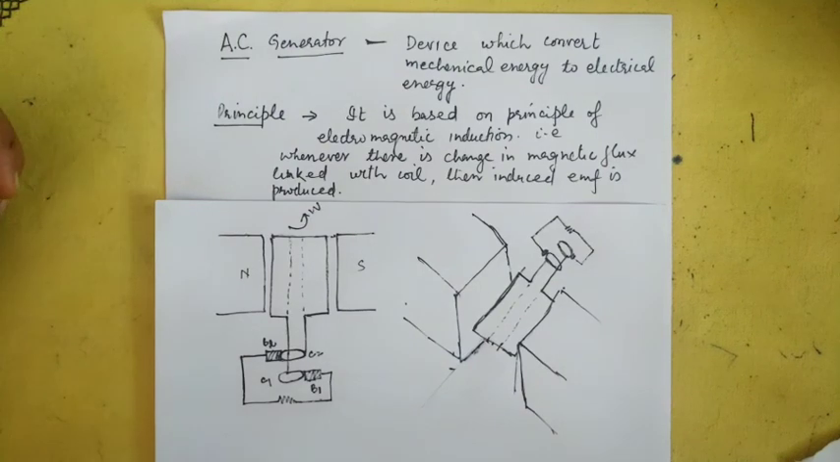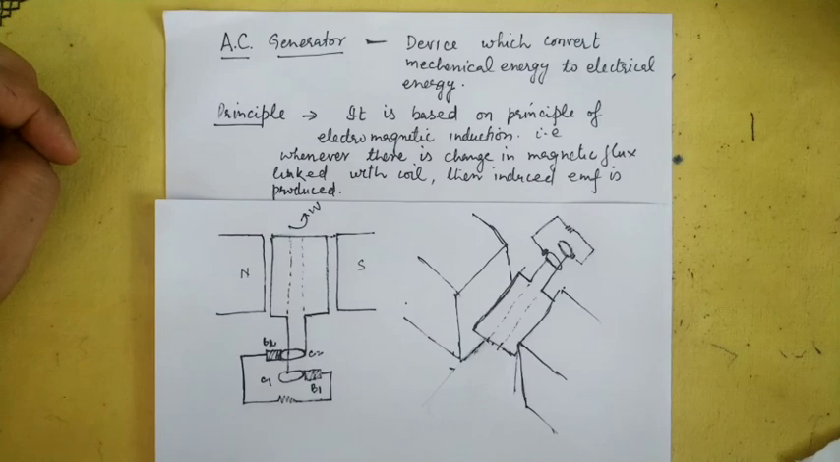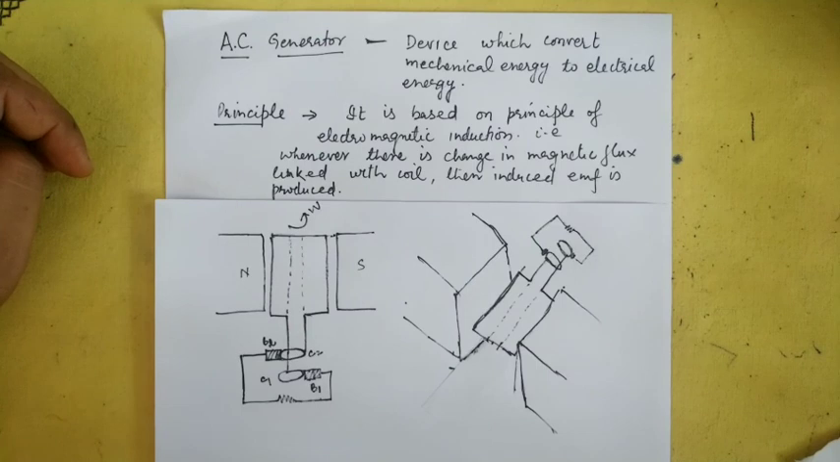In this video we will discuss the AC generator. An AC generator is a device which converts mechanical energy to electrical energy. It is based on the principle of Faraday's law of electromagnetic induction, that is, whenever there is a change in magnetic flux linked with a coil, an induced EMF is produced.